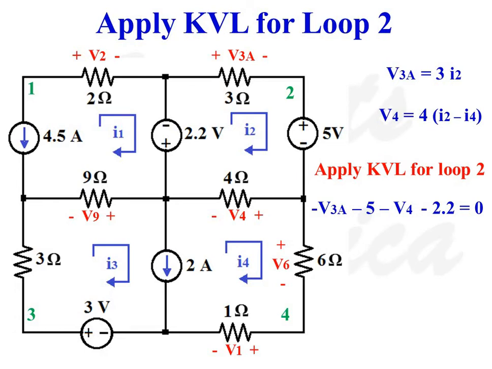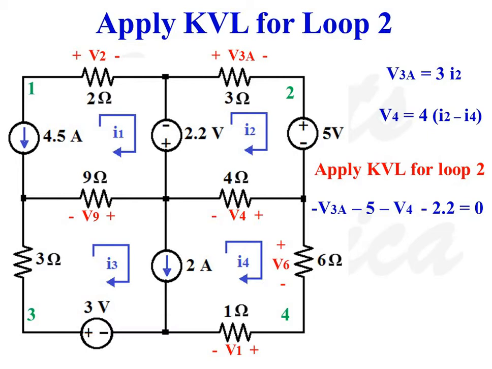Apply KVL for loop 2. Loop 2 consists of 2 independent voltage sources and 2 resistors. Voltage drop across 3 ohms resistance, V3A is equal to 3I2, and voltage drop across 4 ohms resistance, V4 is equal to 4 into I2 minus I4. Apply KVL for the second loop. We will get minus V3A minus 5 minus V4 minus 2.2 is equal to 0.